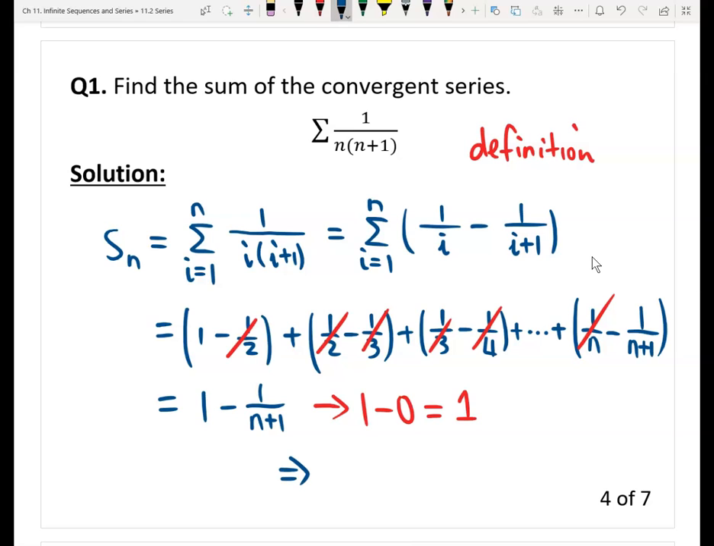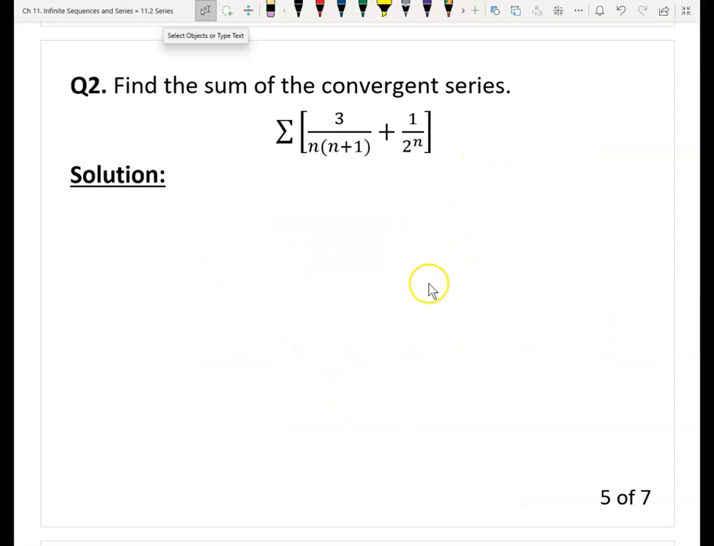So this 1 is the sum of the series. Therefore, we find that the sum of the series is 1, which is the limit of the partial sum, right? Okay. This is the first question. Let's practice another question. Here is the second question. Okay, so look at this series.